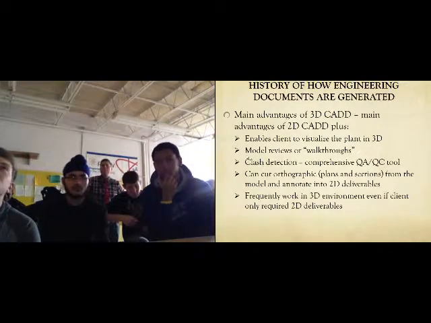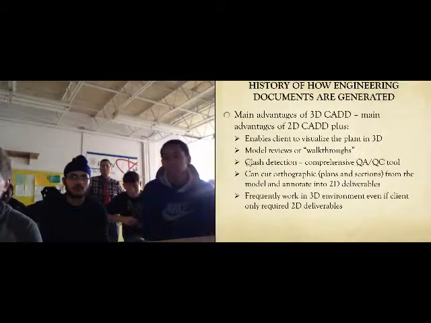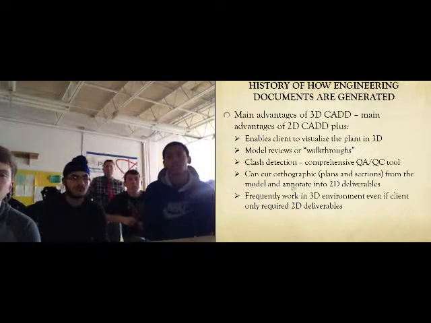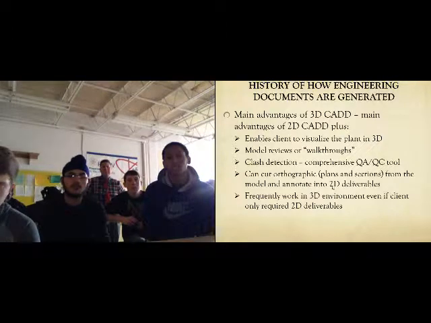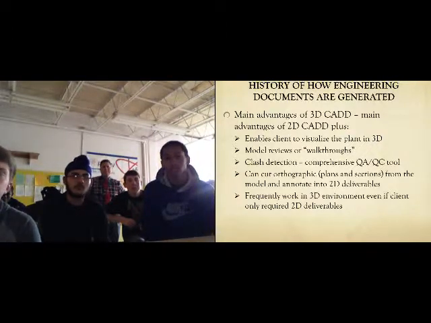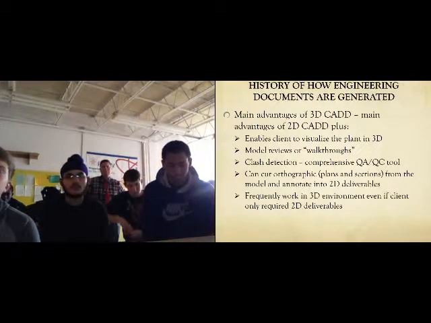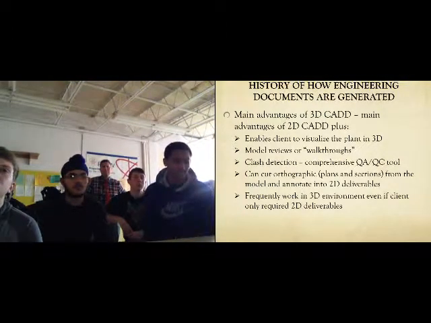So this clash detection feature of 3D is really a very, very nice feature and a very big advantage. You can cut orthographics. Orthographics is a fancy way of saying 2D drawings. You can cut orthographic plans and sections right from the model and annotate them into 2D deliverables. So if you do your design in a 3D model, in order to get your 2D drawings out of the model, you can cut the orthographics directly from the model and annotate them, and now you have your deliverables to give your contractor.